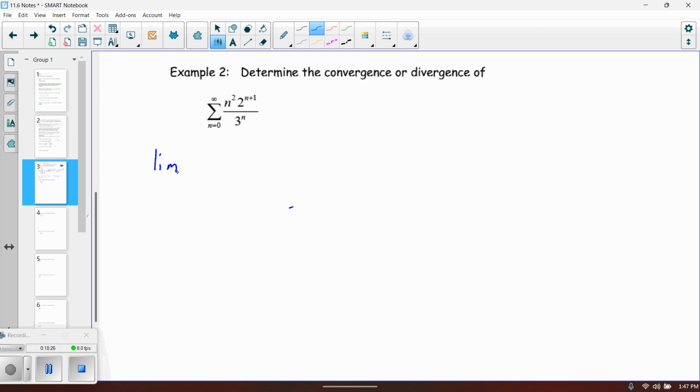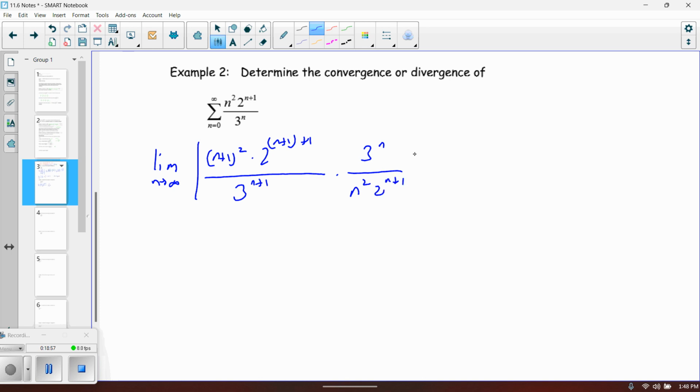So let's take the limit as n goes to infinity of the absolute value of the n plus 1 term, which will be n plus 1 squared times 2 to the n plus 1 over 3 to the n plus 1. And then remember, what we're going to multiply by is the reciprocal of the original, which is 3 to the n over n squared times 2 to the n plus 1. And now it's time to simplify.